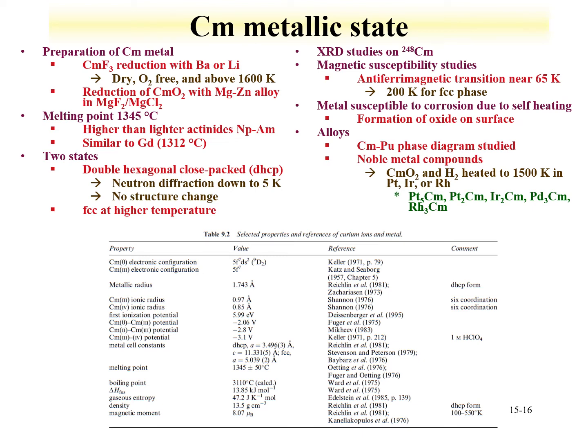Alloys have been examined, the curium-plutonium phase diagram studied, and then curium compounds with noble metals. For instance, if one takes the dioxide and hydrogen, and heats it up to about 1500 K in platinum, iridium, or rhodium, you can get a number of intermetallic species with curium.